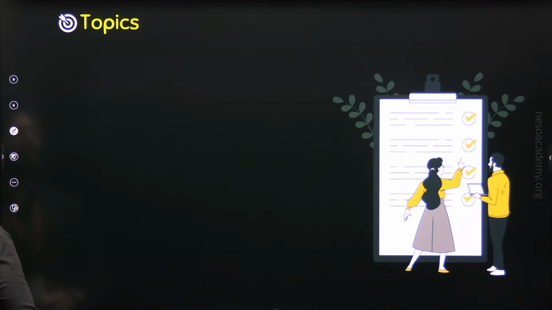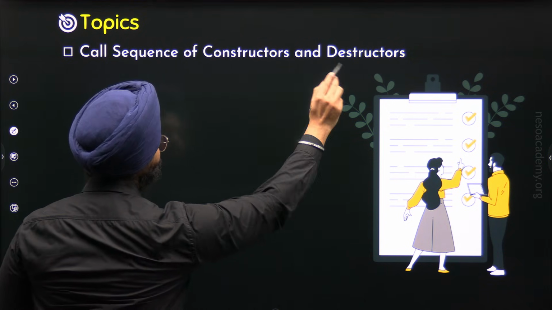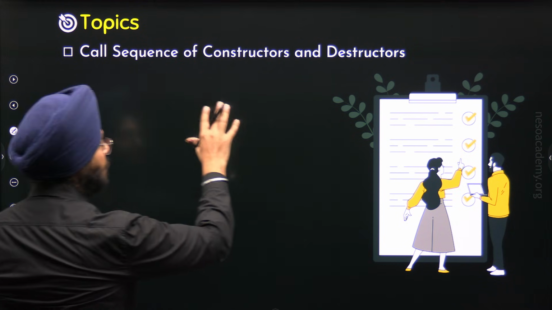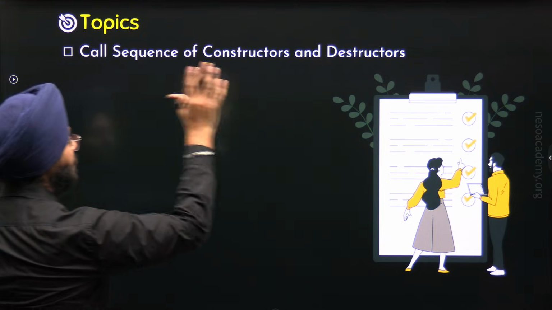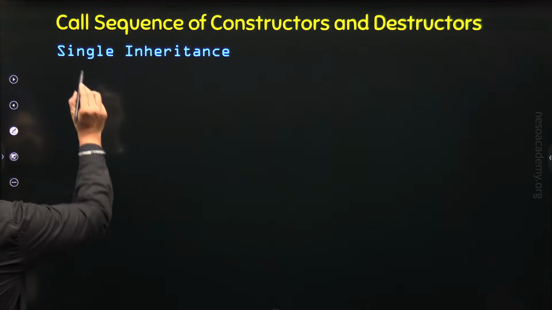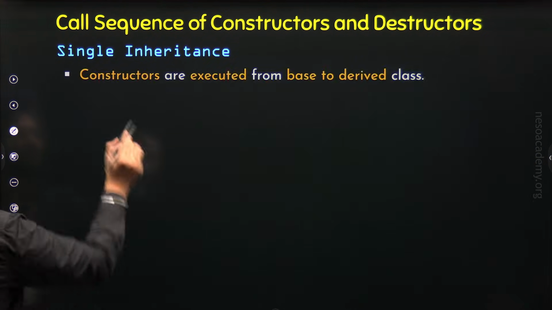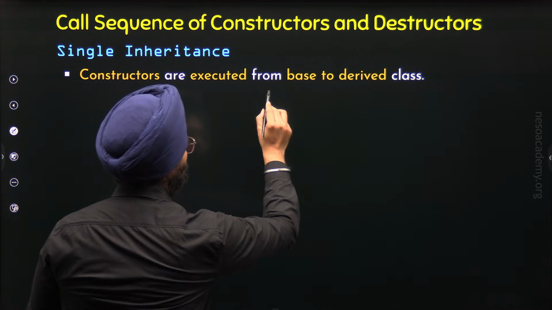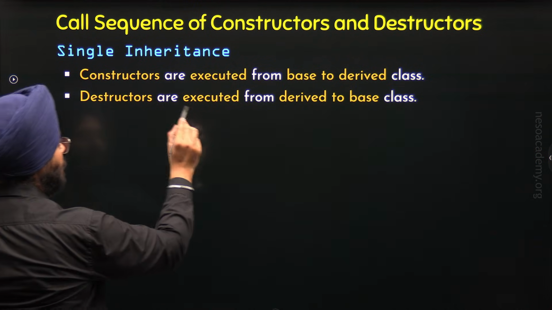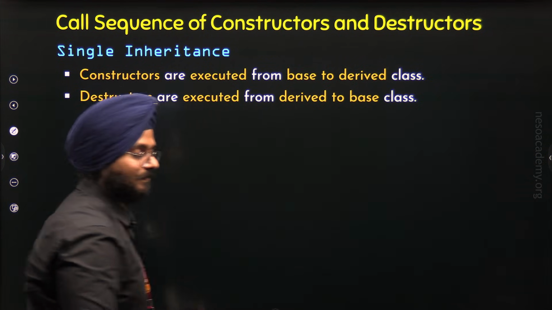There is only one topic and the topic name is call sequence of constructors and destructors. Now we will understand the call sequence of constructors and destructors for different types of inheritance. And we will begin with single inheritance. In case of single inheritance, constructors are executed from base to derived class and destructors are executed in the reverse order, from derived to base class.